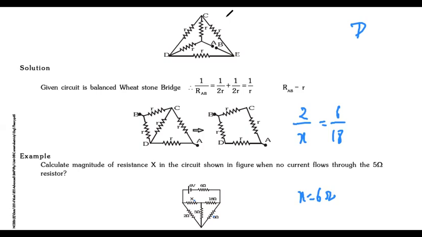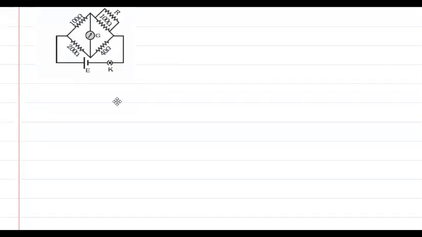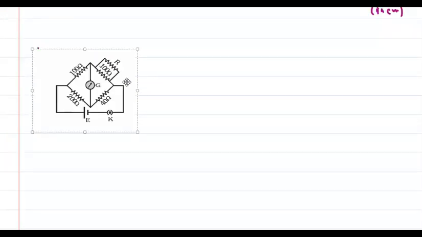Okay. So one last problem, everyone. Ek last problem sabse kar lo. Okay, so this is a problem, everyone. I hope all of you can see this. Hai na? Right, find the value of r. In this, we have to find the value of r.